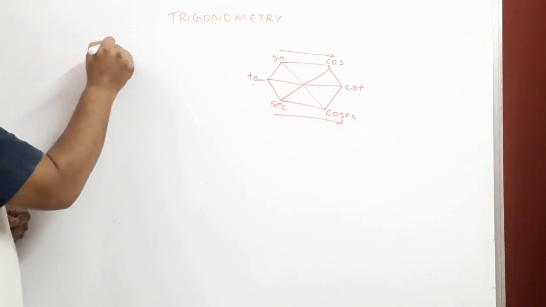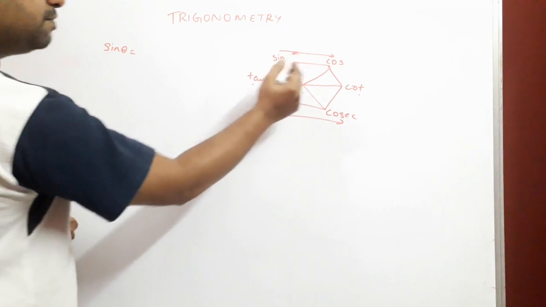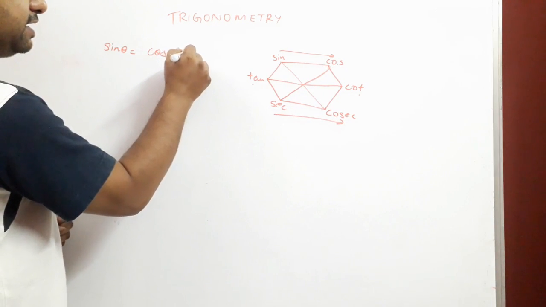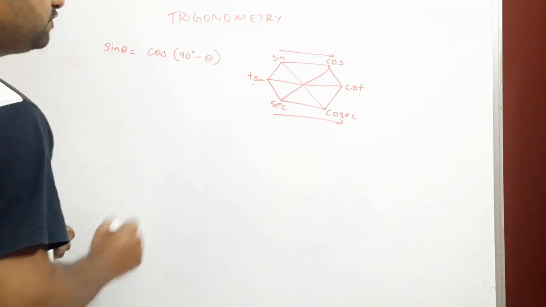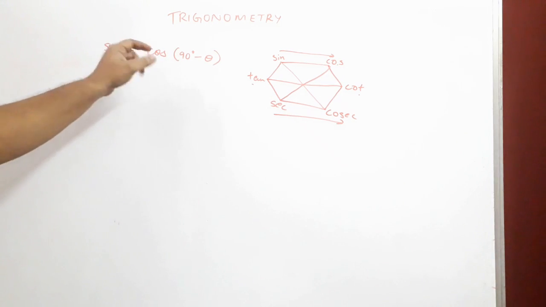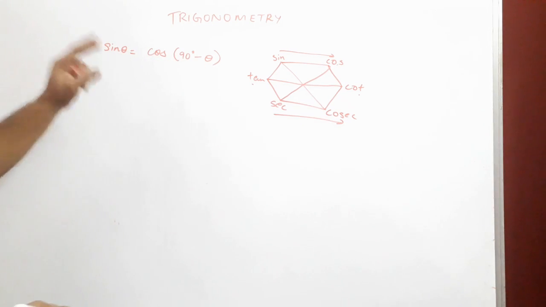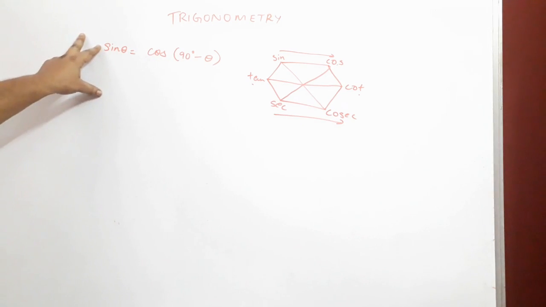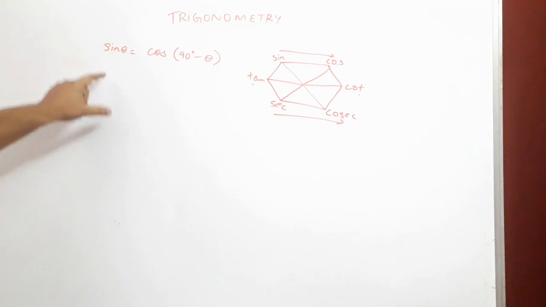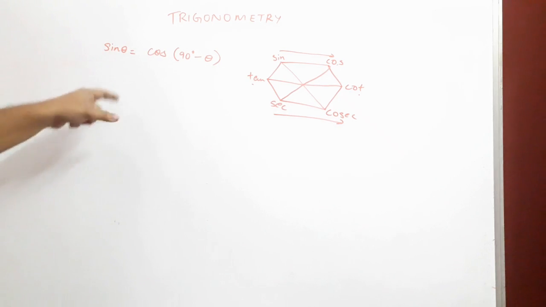So if we have sine theta, then the complementary of that will be the next one, cos of 90 degrees minus theta, which means that if you are given cos theta, from there you can subtract and find out what sine theta is. We will come to solving complementary angle problems later on in another video. For now we will just list down formulas which help us to find complementary angles.